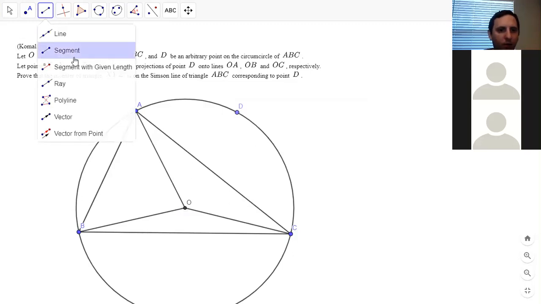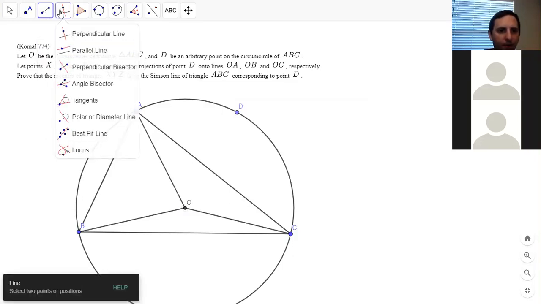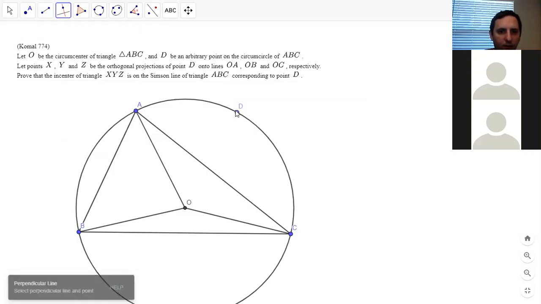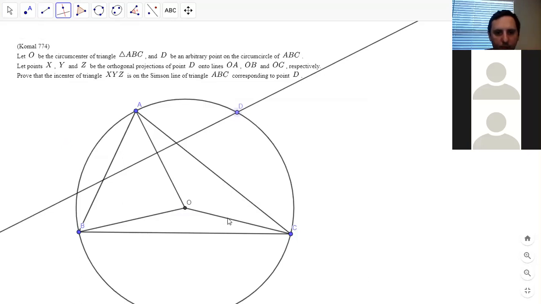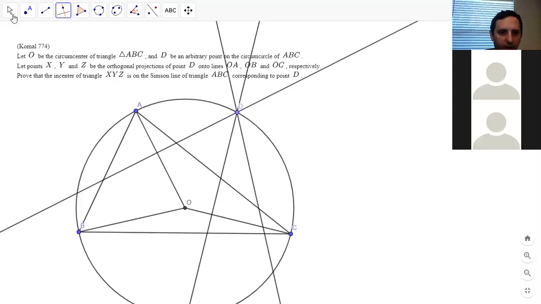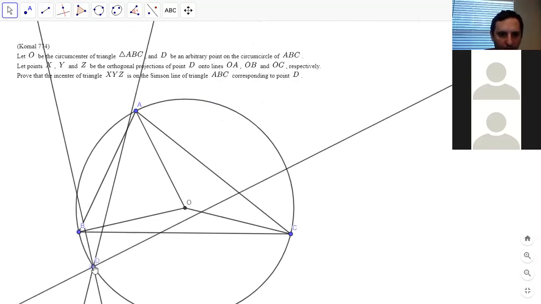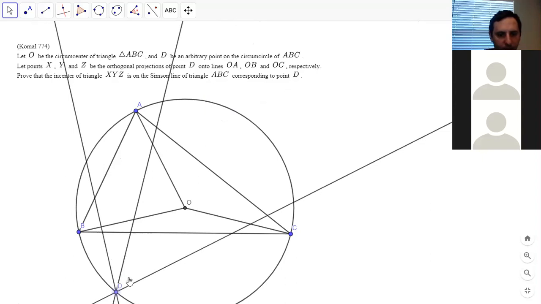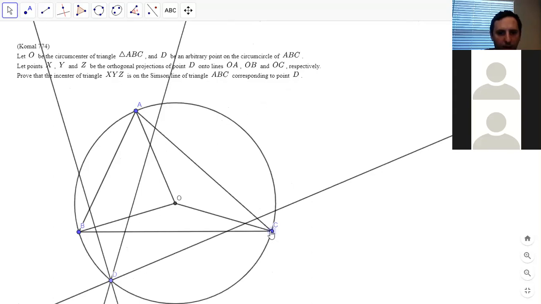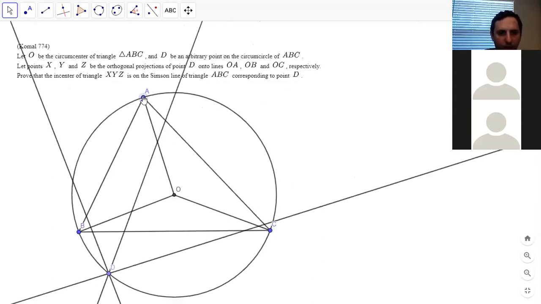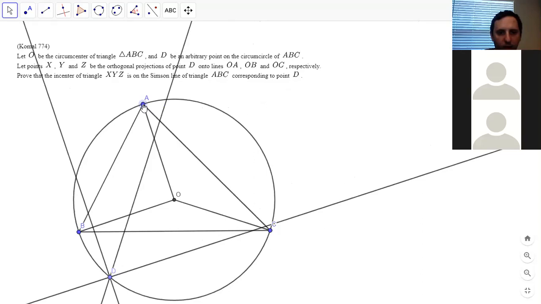Okay, so let's see the best way to do this. I'm going to try to make a nice diagram. Where should I put D so that it makes the best diagram? Is there a good spot? Kind of like that. All right.